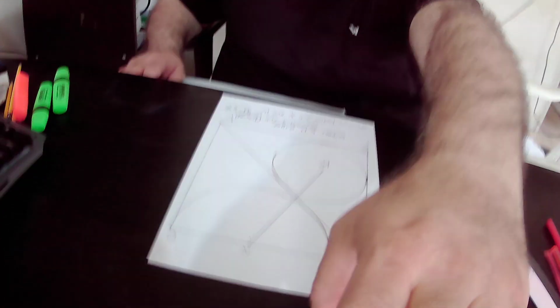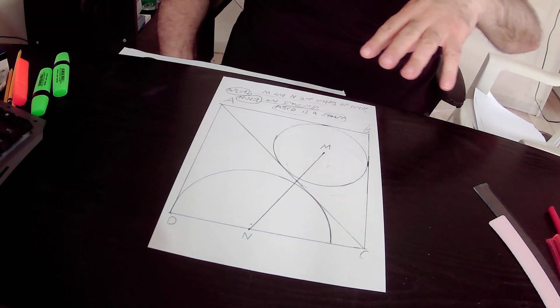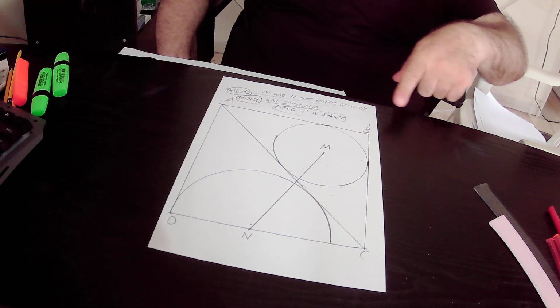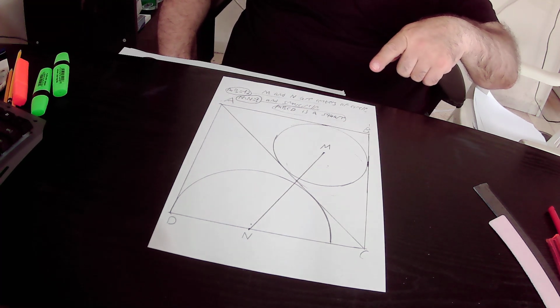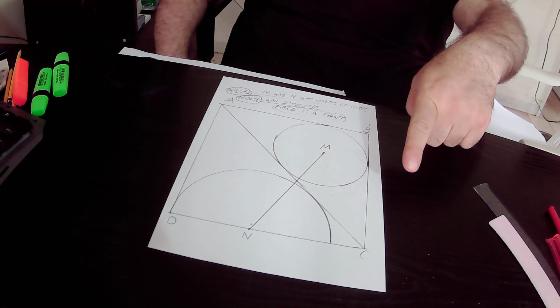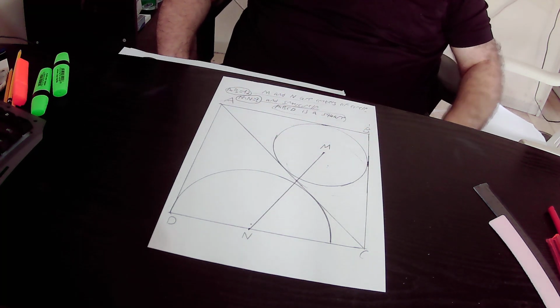Hello, in this lecture we will find out the length of line segment MN. In the drawing we have square ABCD. We know that one side of square ABCD is equal to 12 units, that is to say AB equals BC equals CD equals DA equals 12 units.